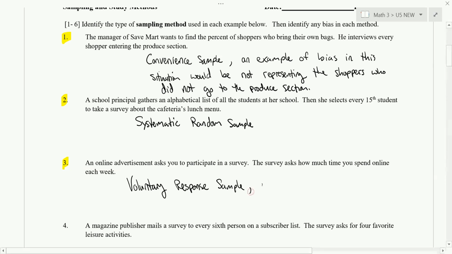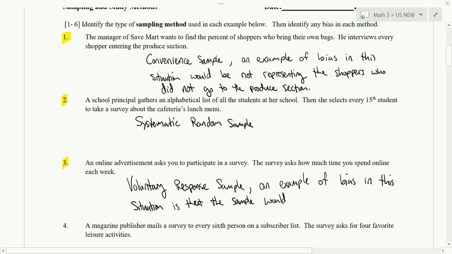So an example of bias in this situation is that the sample would not represent those who typically wouldn't respond.